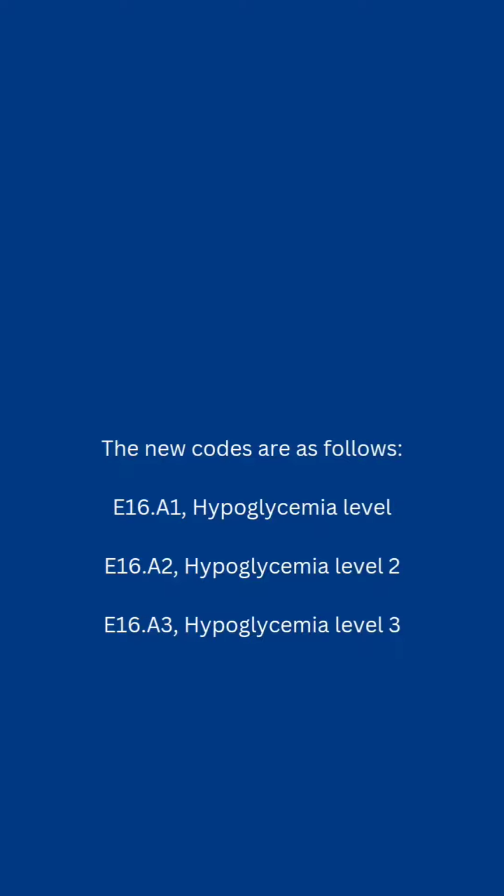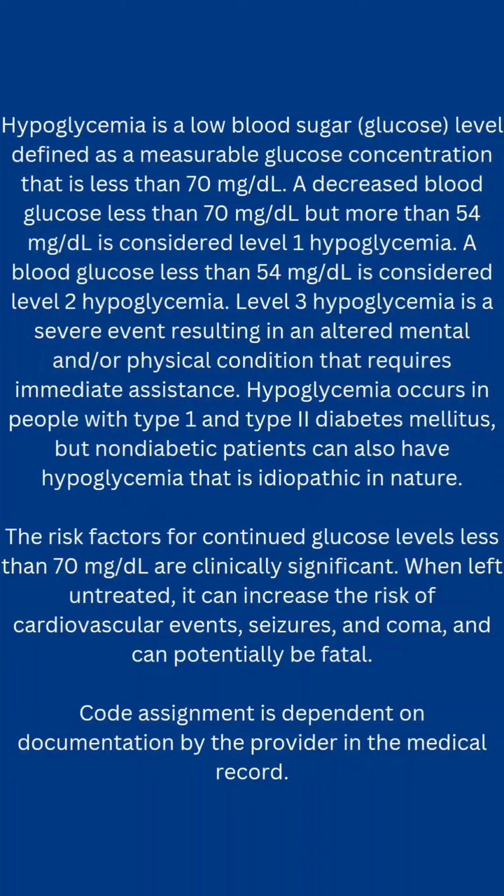The new codes are as follows. E16.A1, hypoglycemia level 1. E16.A2, hypoglycemia level 2. E16.A3, hypoglycemia level 3. Hypoglycemia is a low blood sugar, glucose, level defined as a measurable glucose concentration that is less than 70 mg per deciliter.